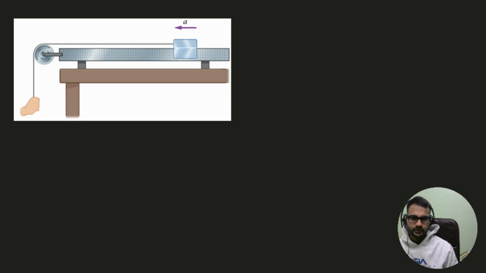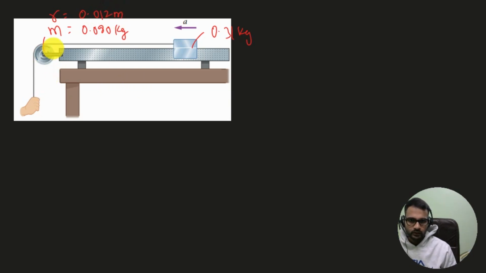Now here we are given this figure. Here you can see we have this cart of mass 0.31 kilogram, and this cart is attached to this string. Now the string passes over a disc-shaped pulley, and the mass of this pulley is 0.080 kilogram, and the radius r is given to be 0.012 meter. Now this string is pulled vertically downward with a constant force F of 1.1 Newton.